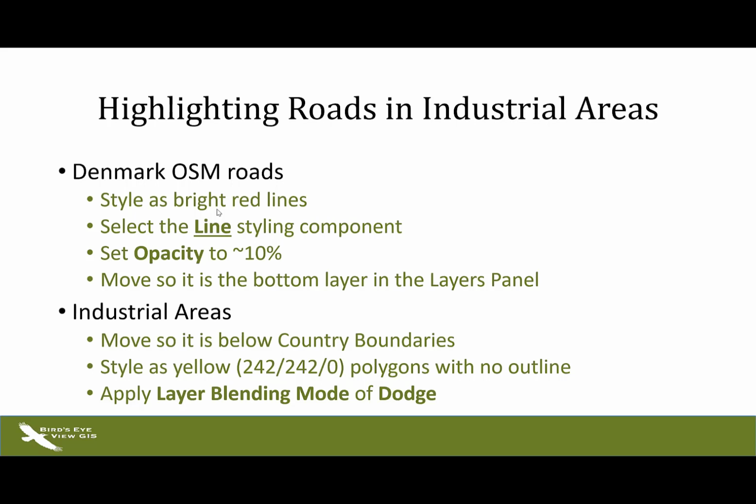And if you just pick any old yellow, the effect might not be quite as strong. I picked this specific shade of yellow. This is kind of a picky blending mode. The colors have to be oriented within about 90 degrees of one another on the color wheel for this effect to work well. You can use other colors, but the color of the roads and the industrial areas need to have that 90-degree relationship on the color wheel for it to really work. And then you give the industrial areas a layer blending mode of Dodge.